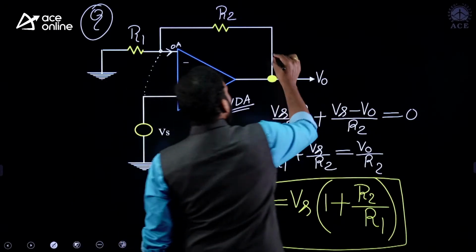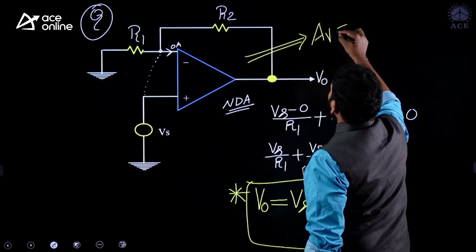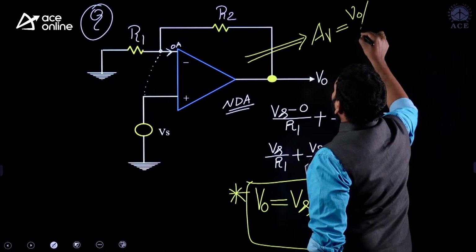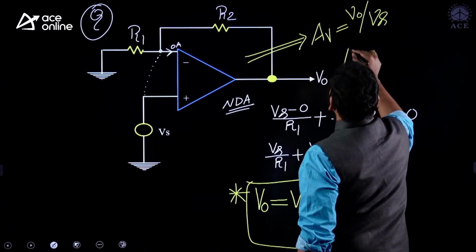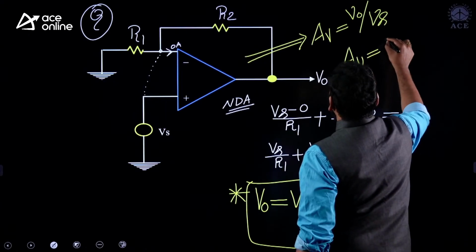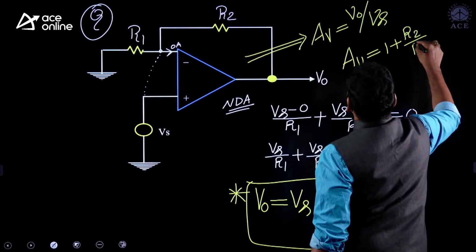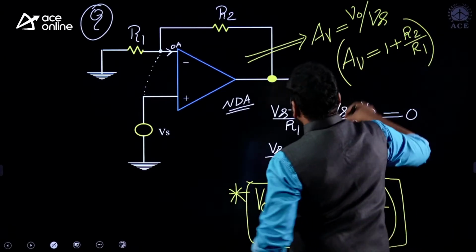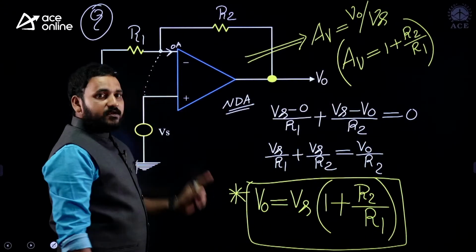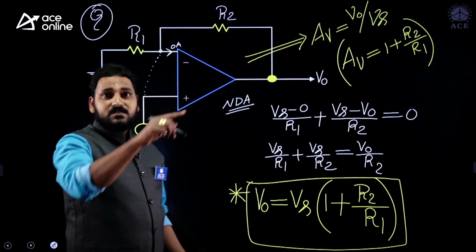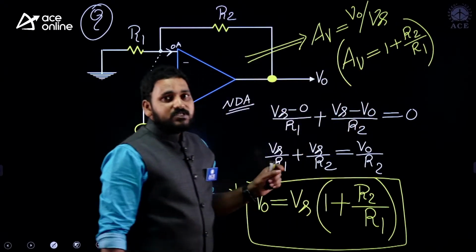The voltage gain of the amplifier, AV, is equal to output voltage by input voltage. So, what is the voltage gain relation for this amplifier? 1 plus R2 by R1. And this question is given with the same values of R1 and R2, so the voltage gain of the system is equal to 2, R2 by R2 is 1, 1 plus 1, 2. This was the question.